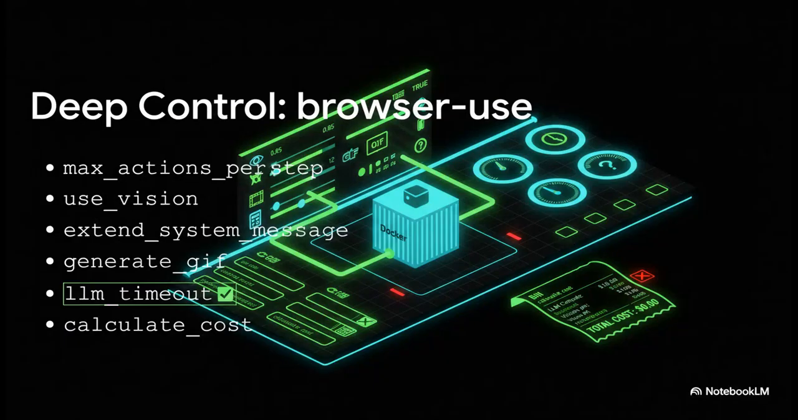But if you're someone who wants to get under the hood and tweak every little knob, well, browser use is a completely different world. I mean, look at just a few of the options here. You can set the max number of actions it takes, turn on computer vision, add your own custom instructions, automatically generate a GIF of what it's doing. You can even track your API costs. This is having total, granular command of your agent.